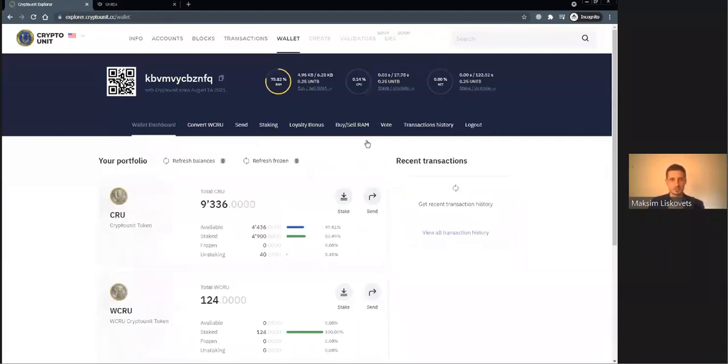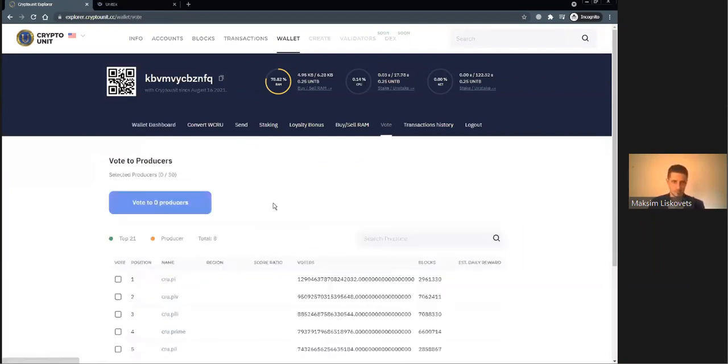The next thing: we've almost completed, with a few things left, therefore I will rush a bit. There is another tab, vote. We don't use it. It is still in the process of preparation. When this mechanism is available, it will be in the news.